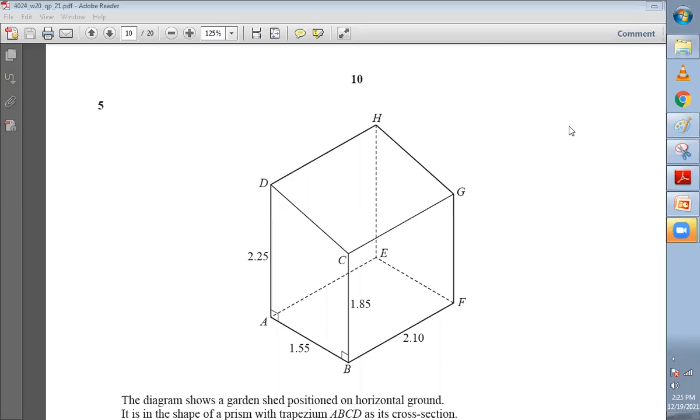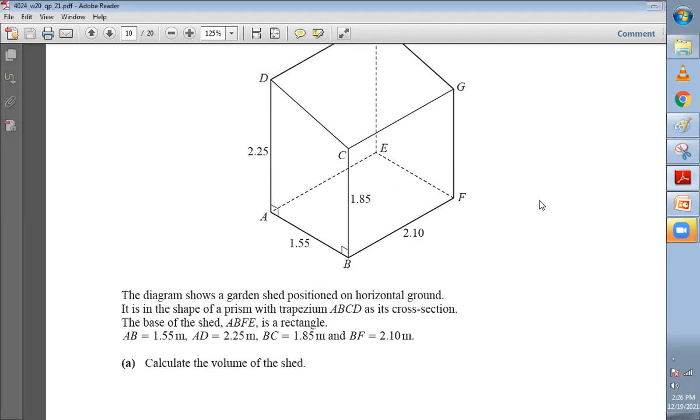Okay, now suppose this is actually a 3D diagram and it's like a shed, and its floor is ABFE and its roof is DHFG. The roof is not horizontal, it's inclined. As you can see, the wall DHEA is 2.25 meter high, and this wall CGFB is 1.85 meter high. That's like inclined. The roof is inclined. The DC is not a horizontal line, it's an inclined line.